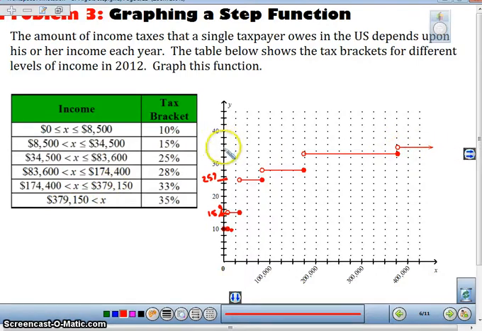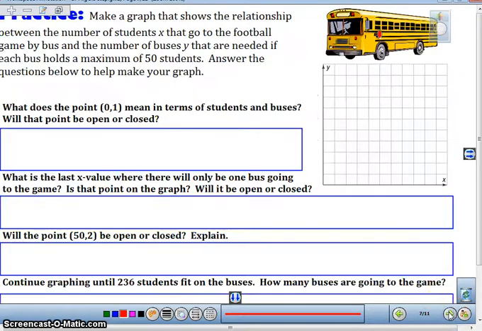So if we were looking at that, this is what your graph looks like. I want you to try the next one on the next page. Think about making the graph of going on a bus, and you will probably see this on the next video.